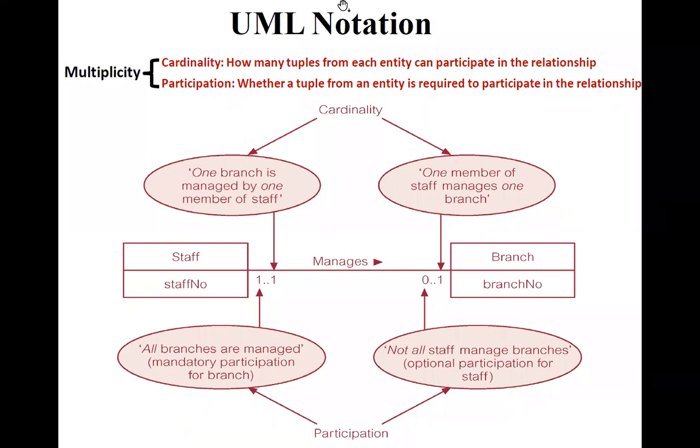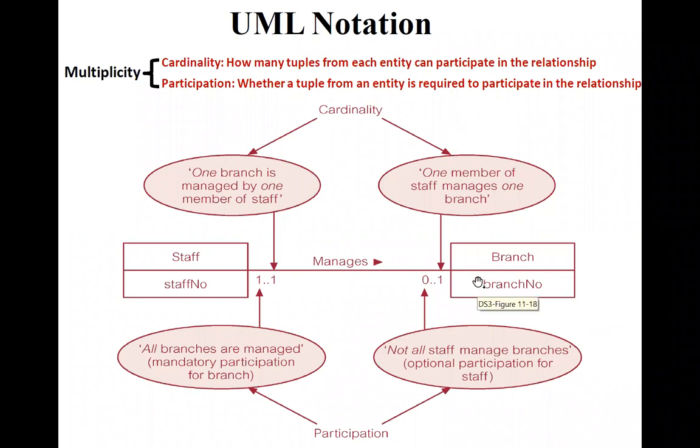Now, let's talk about participation. Participation is about whether a tuple from an entity must participate in the relationship, right? So we go from staff to branch. Not all staff members are a manager. Therefore, we see 0. 0 indicates optional. So the participation for staff members is optional.